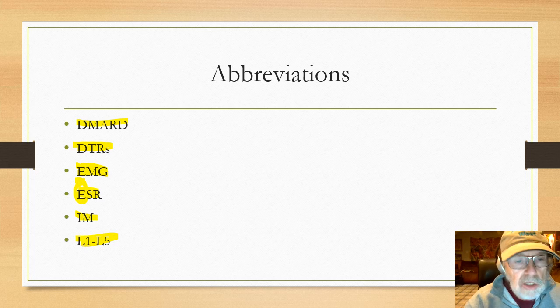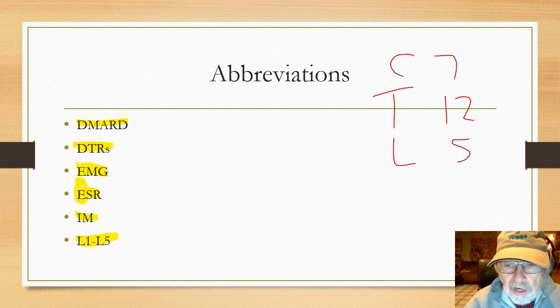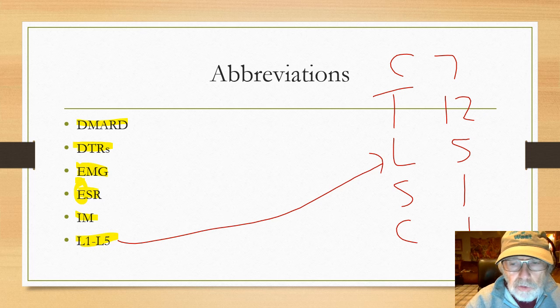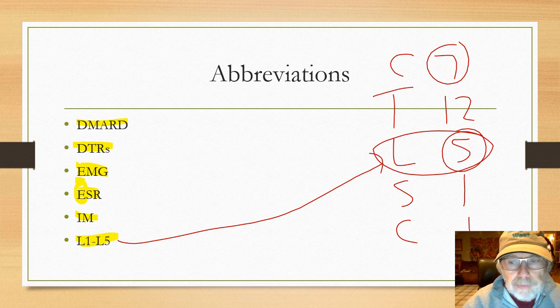L1 through L5, again, lumbar vertebrae. We talked about this. We have cervical vertebrae, we have 7. Thoracic vertebrae, we have 12. Lumbar vertebrae, I have 5. Sacrum, I have 1. Coccyx, I have 1. So L1 would be the first lumbar, L2 would be the second lumbar, all the way up to L5, which would be the 5th lumbar vertebrae. Just like C1 would be the first cervical, C7 would be the 7th cervical vertebrae. I think these are numbers you probably should know.